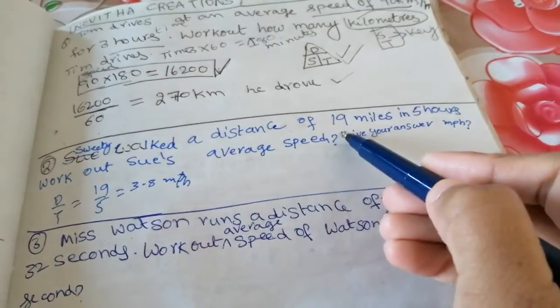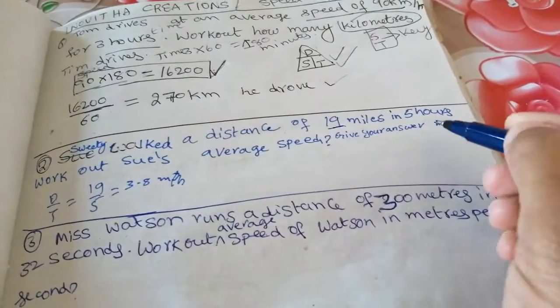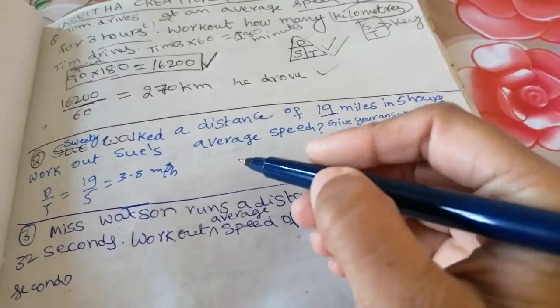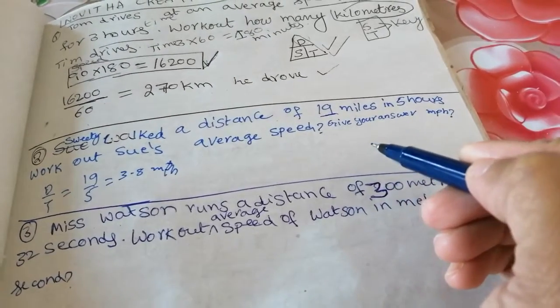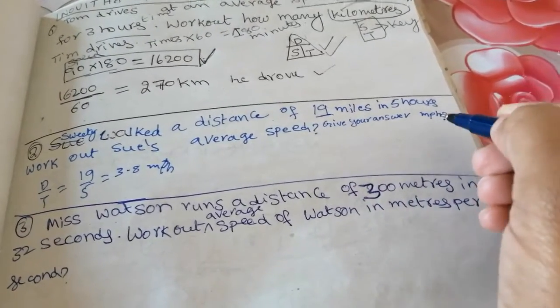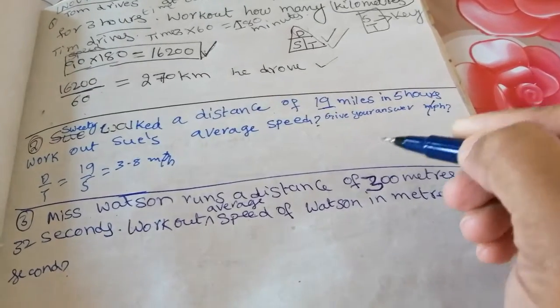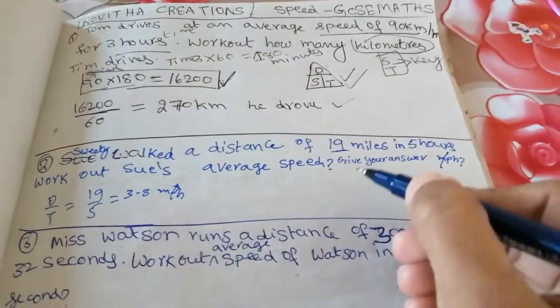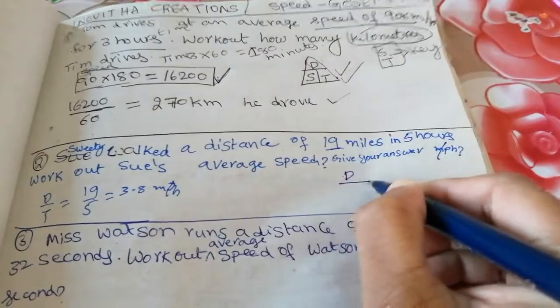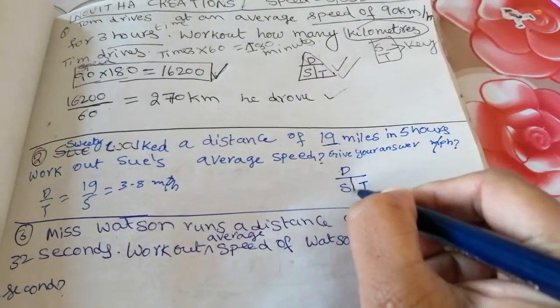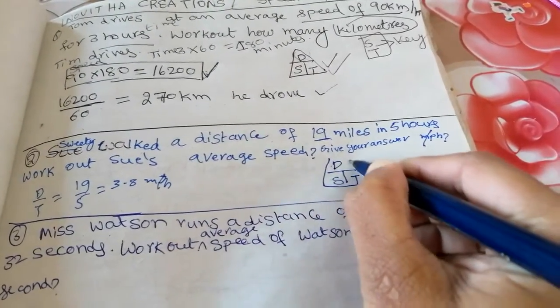Sue walked a distance of 19 miles in 5 hours' time. Work out Sue's average speed. Give your answer in miles per hour. So here we can see the same triangle, DST. This is the formula of speed, distance, time.